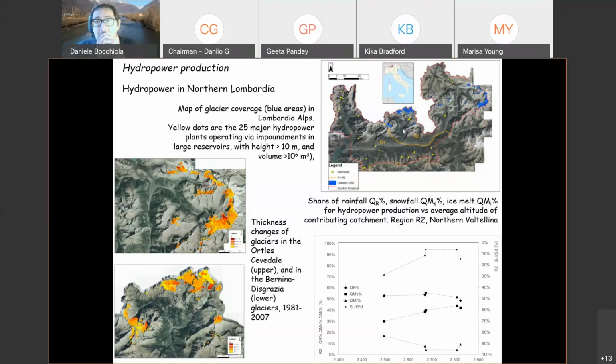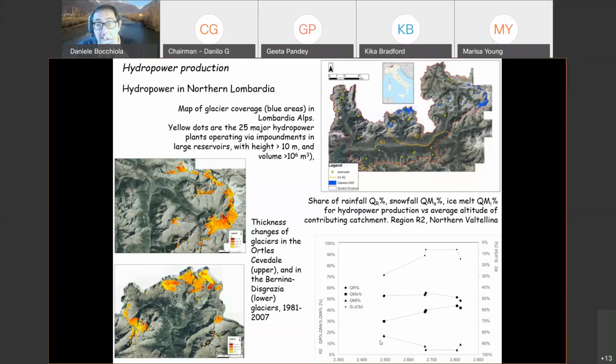But anyway, we were able to make some calculation, and as you can see in this chart here, bottom right, we were able to calculate the share of water coming from rainfall, snowfall, and ice melt for the production of hydropower. So, for instance, we call this QMI, which is the amount of water coming from ice melt for hydropower production. It's an average of all the hydropower plants in Lombardy region. It depends on the altitude of the plant, because different hydropower plants are at different altitudes. And the interesting thing is that a hydropower plant which is downstream is basically taking water from all the situation upstream, and this water is brought all the way down to the plant. So there is a sort of integral use of the water coming from upstream, okay?